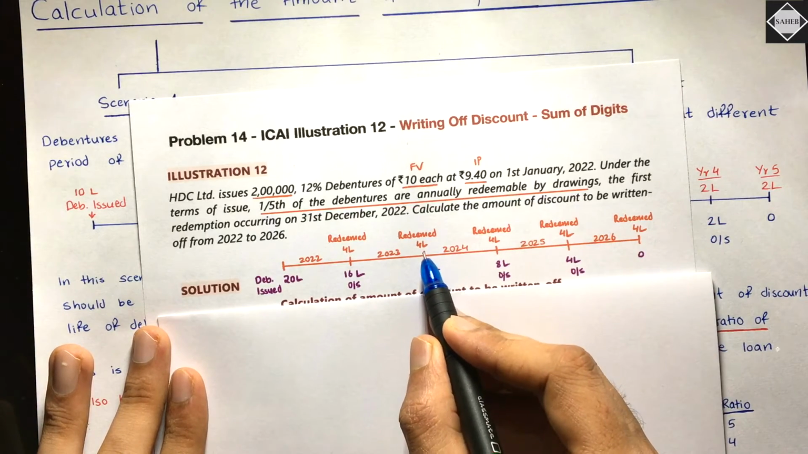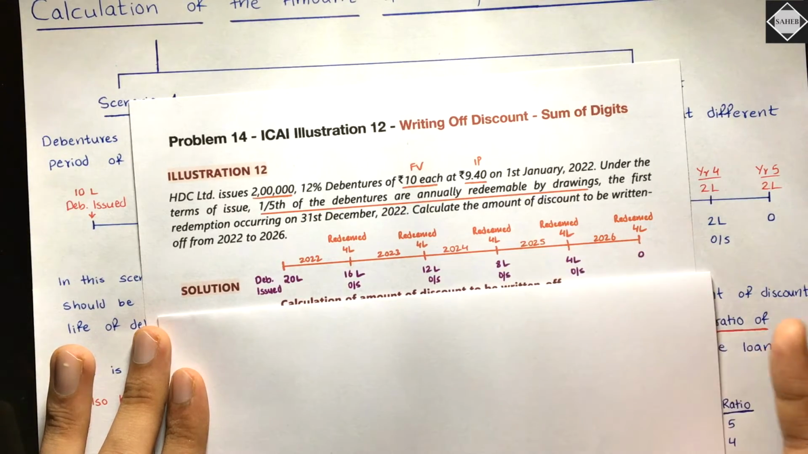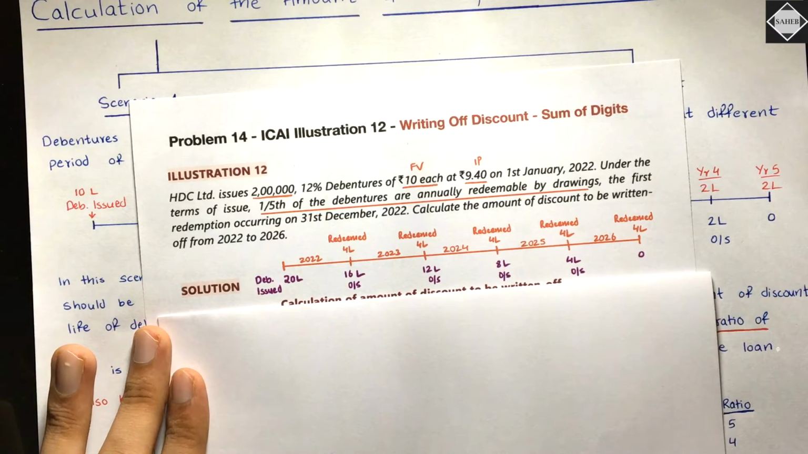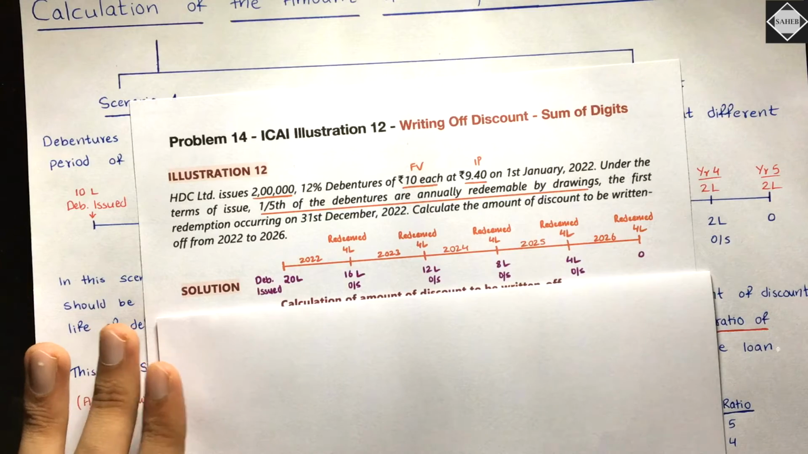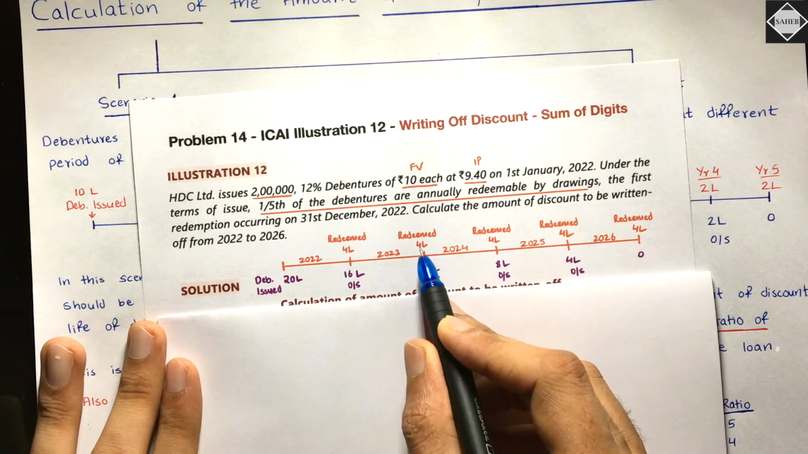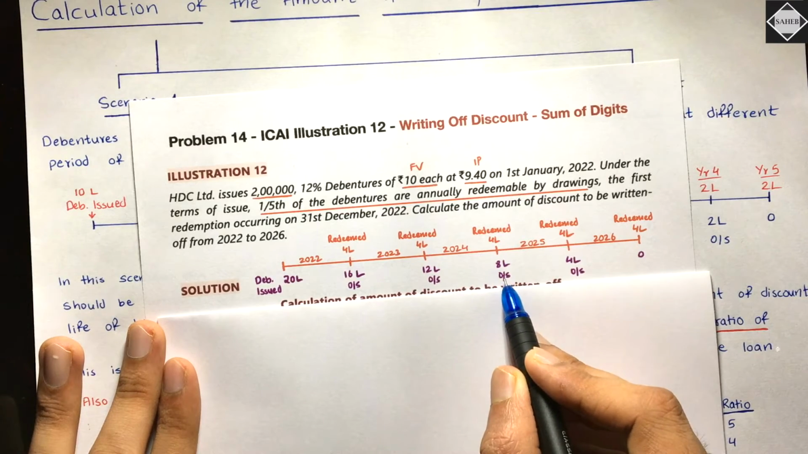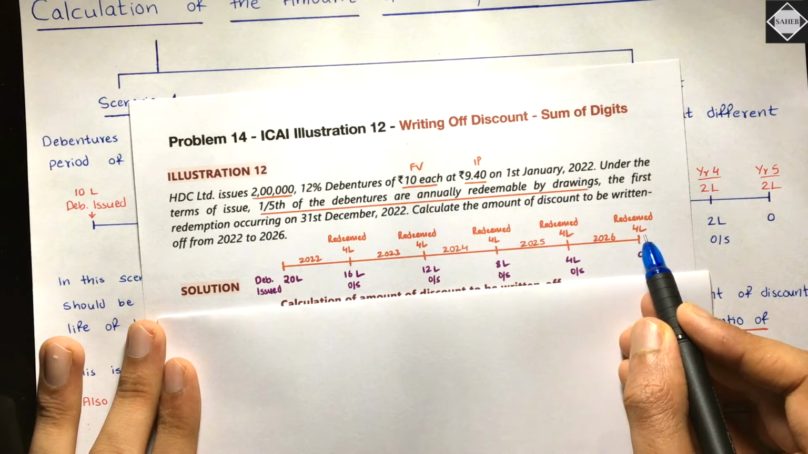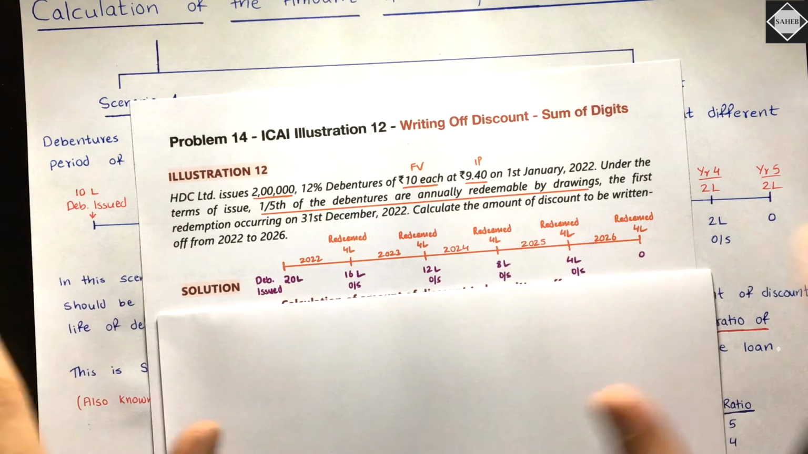Then again 4 lakh redemption, again 4 lakh redemption, again 4 lakh redemption. 4 plus 4 plus 4 plus 4 plus 4, all 20 lakh has been repaid. So after the redemption, you have to see how much is outstanding. 16 minus 4, that's 12 lakh outstanding. 12 minus 4, that's 8 lakh outstanding. 8 lakh minus 4, that's 4 lakh outstanding. Finally, at the end, 4 lakh outstanding minus 4 lakh, 0. Nothing else outstanding. All debentures have been redeemed.